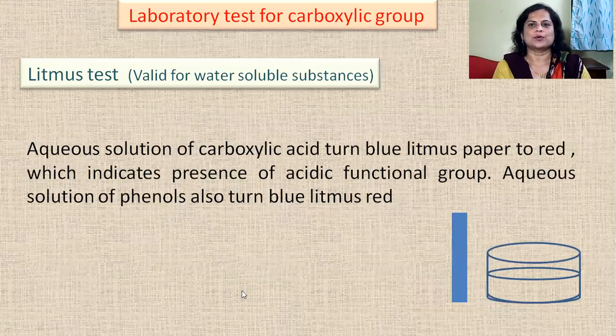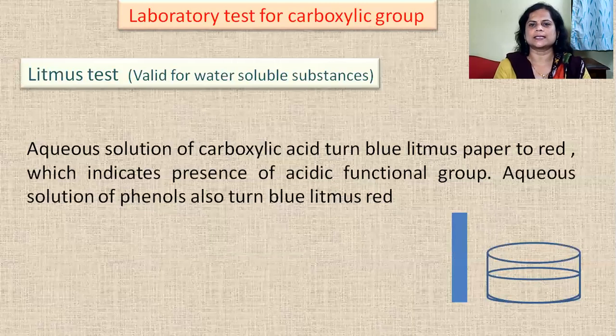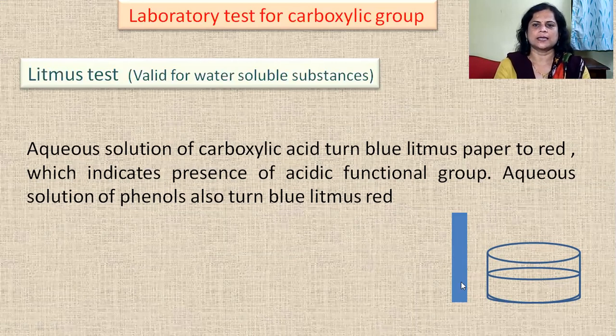Next are the tests for the carboxylic group, and the first test is the litmus test, which is valid for water soluble substances. An aqueous solution of carboxylic acid turns blue litmus paper red, which indicates the presence of an acidic functional group. In the picture, there is a blue litmus paper and a beaker containing carboxylic acid solution. When we dip the blue litmus paper into the acid solution, it turns red. This is the identification test for the carboxylic group.